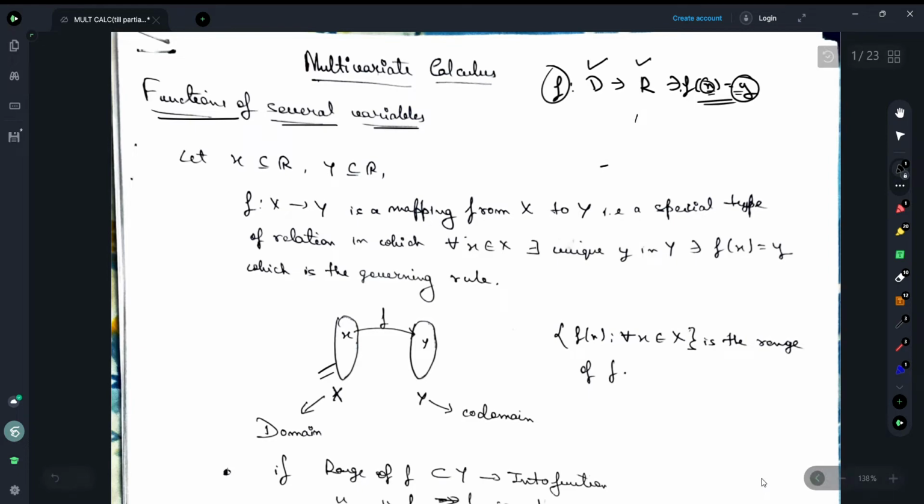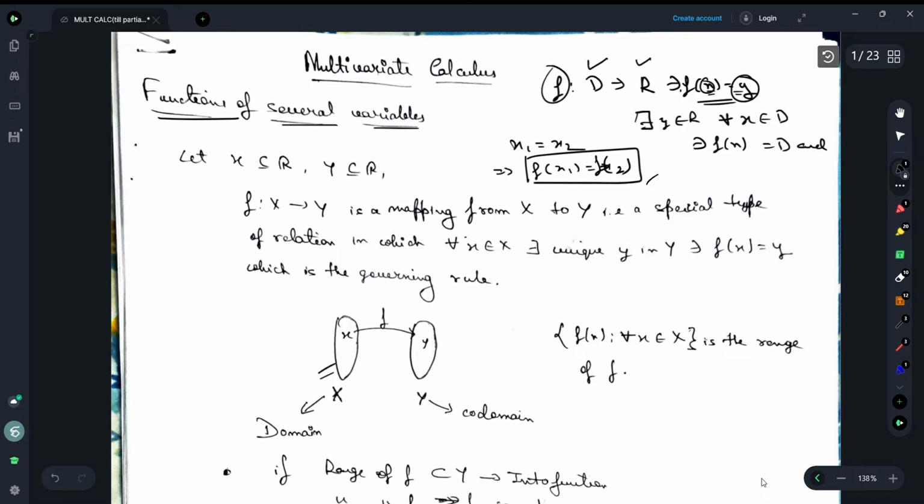That is, there exists y belonging to R for all x belonging to D such that f(x) equals y, and x1 equals x2 implies f(x1) equals f(x2). Clear? This was the condition we had. Got it? So this basically implies that the function is well defined.